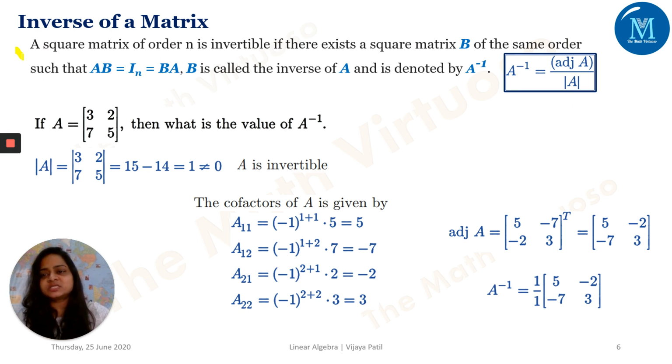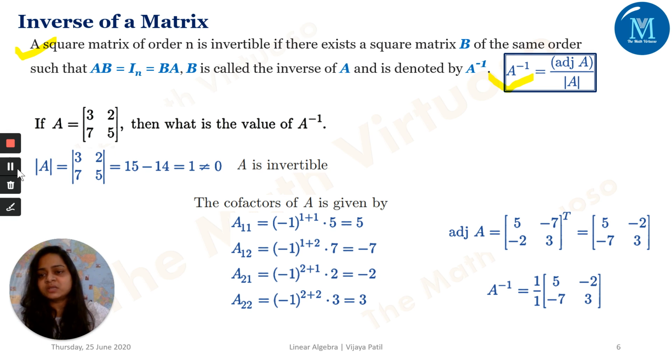So this has been given just in words, and this has been in the mathematical notation. We have to remember this: A inverse is equal to adjoint of A divided by determinant of A. Let us go for a very small and very simple example. Capital A is [3 2; 7 5]. Then what is the value of A inverse?